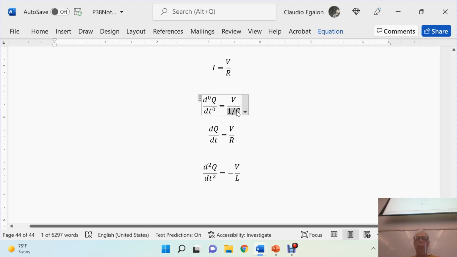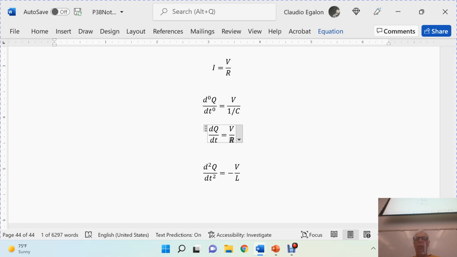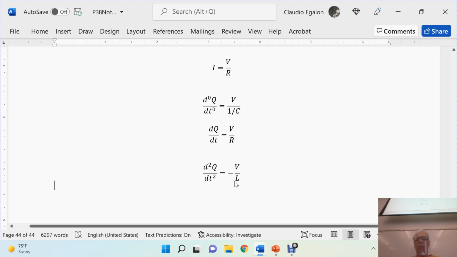Capacitance depends on the geometrical parameters of the device. Resistance too depends on the geometrical parameters of the device plus the intrinsic characteristic of the material. And inductance is the same thing. It depends on the geometrical parameters of what we call the inductor. Do you see the progression, right? Zero order derivative, first order derivative, second order derivative. They are all proportional to V and inversely proportional to the parameters intrinsic to the device.